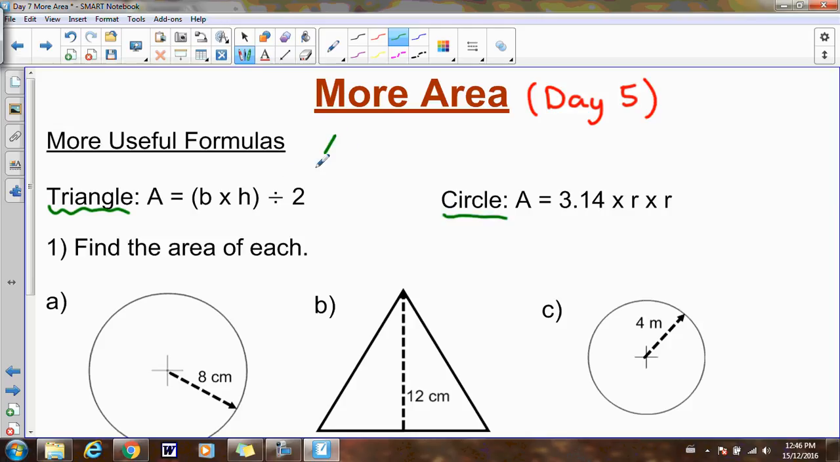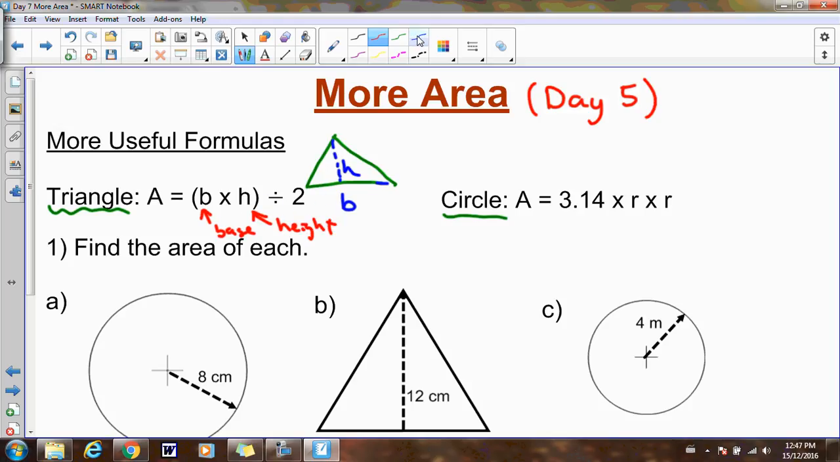So in a triangle, what we have is this kind of shape, and the formula we use to find the area of a triangle is base multiplied by the height, but we have to divide that by 2. So b represents base, and the h here represents the height.